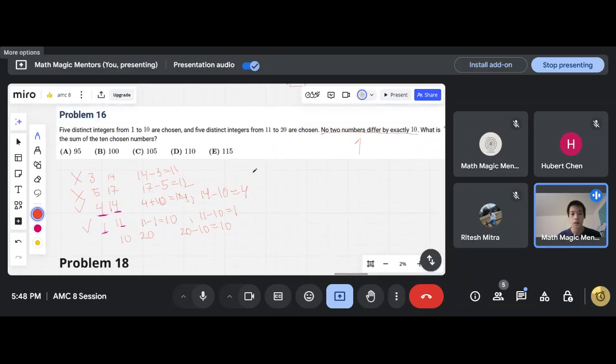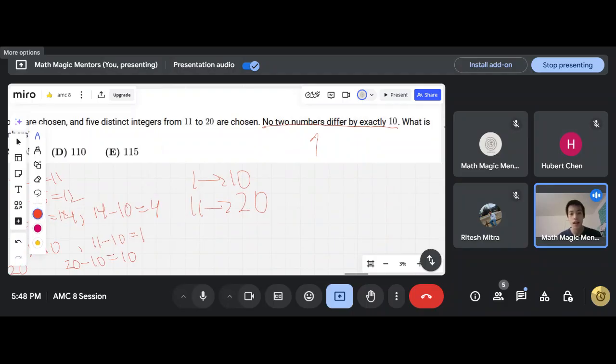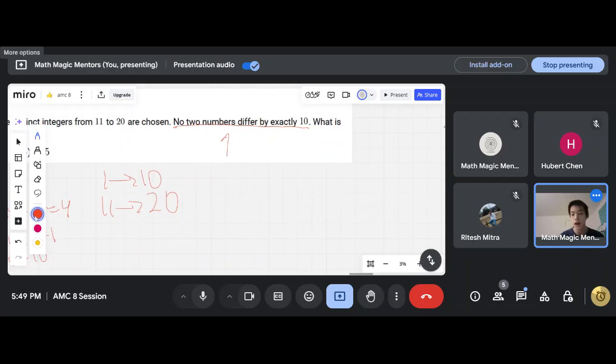And so if we think about it, if you pick the 5 numbers from 1 to 10, you need to pick the other 5 numbers from 11 to 20, and the 5 numbers you pick from 11 to 20 are actually fixed. Let's see how. Let's write out all the numbers: 1, 2, 3, 4, 5, 6, 7, 8, 9, 10, and then 11, 12, 13, 14, 15, 16, 17, 18, 19, 20.